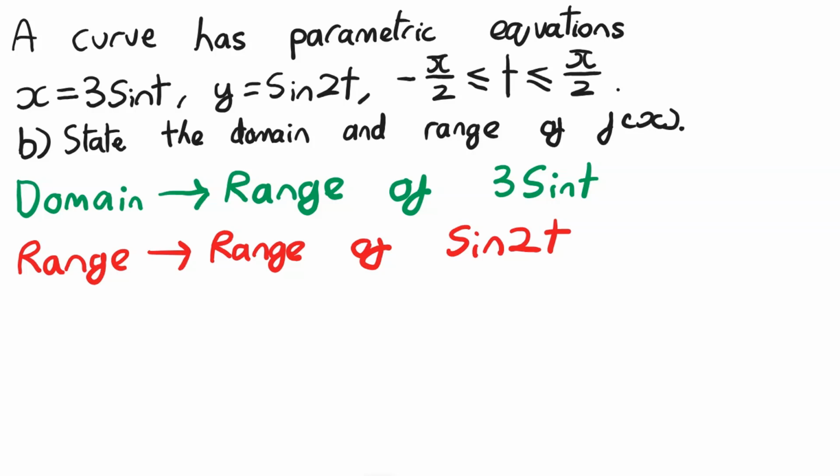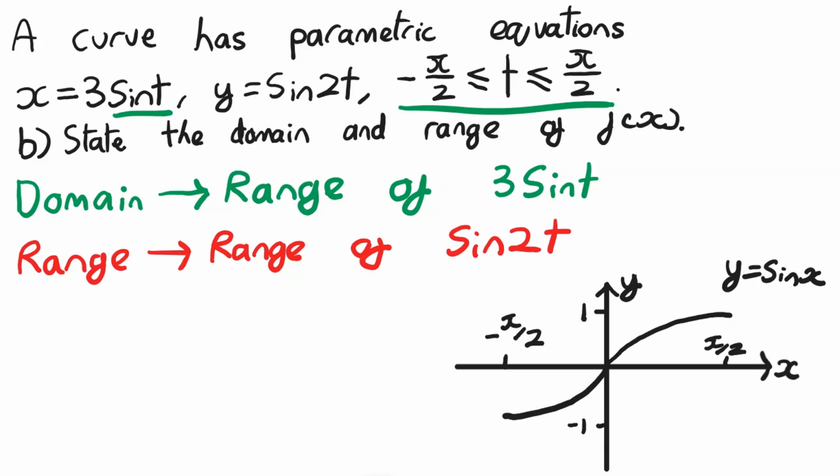gives out. Okay, so if we start with the domain, so this is the range of values that 3 sin t gives out. So let's start with sin t, and we need to consider this domain of t here between minus pi over 2 and pi over 2. So if we consider sin t, if we draw a sin graph between minus pi over 2 and pi over 2 like this here, you can see that the biggest value that sin can have is 1.